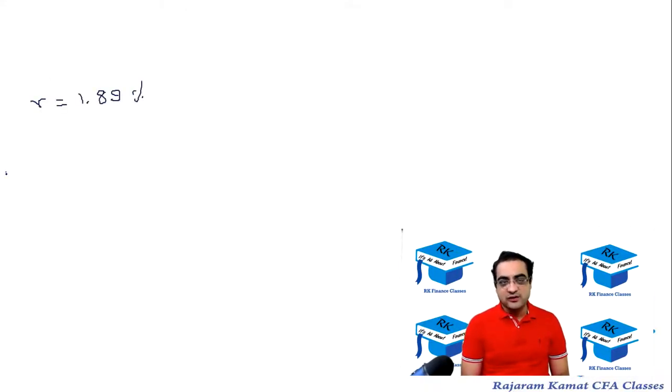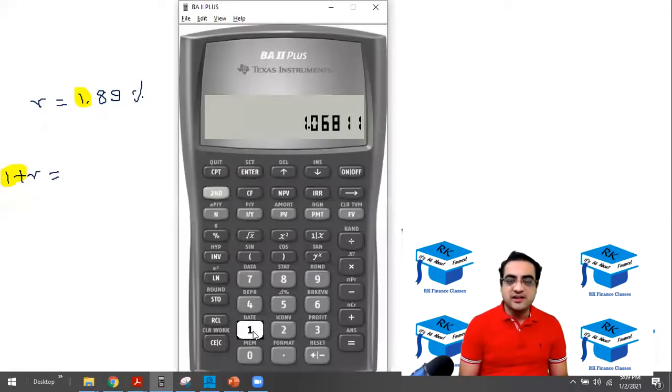Okay, so suppose R is 1.89% and you need to do 1 plus R. So you know 1%, that's 0.01 plus 1 would be 1.01. So in here it would be 1.01 and then after the dot 89. So directly you can type 1.0189.